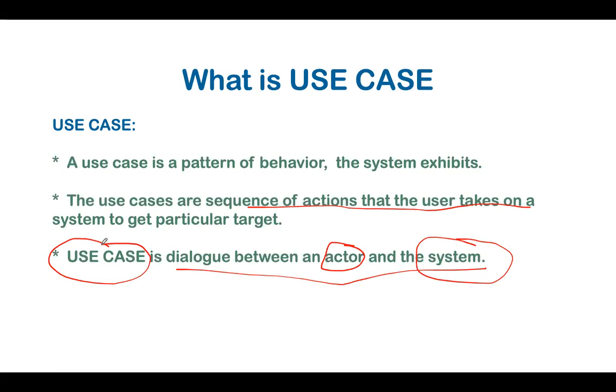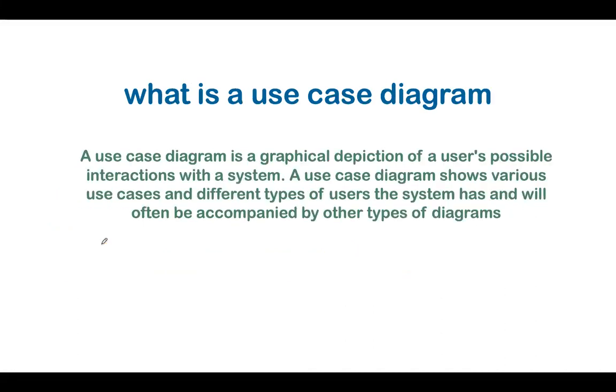So an actor, when it comes to database as well as system design, is basically referring to an individual. An actor can be an organization, an actor can even be just an external device that interacts with your system or that is connected to your system. You get? So a use case diagram, like I told you, is a graphical depiction of a user's possible interactions with the system. You get?